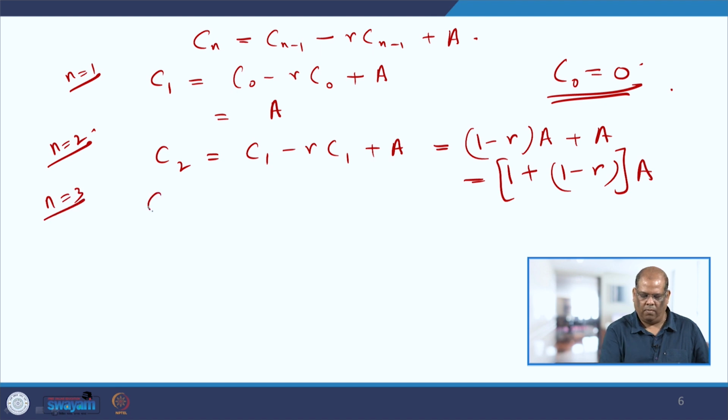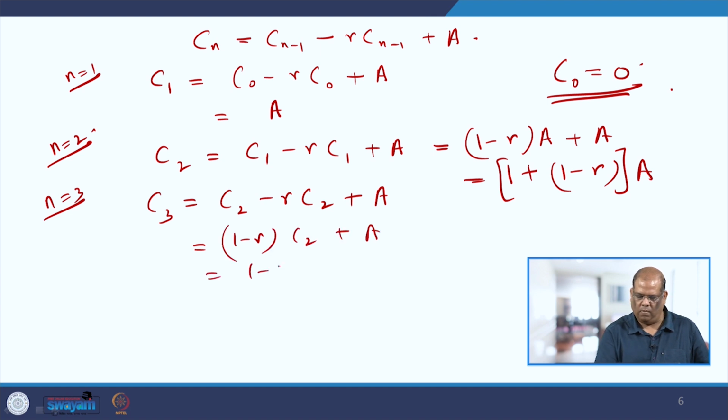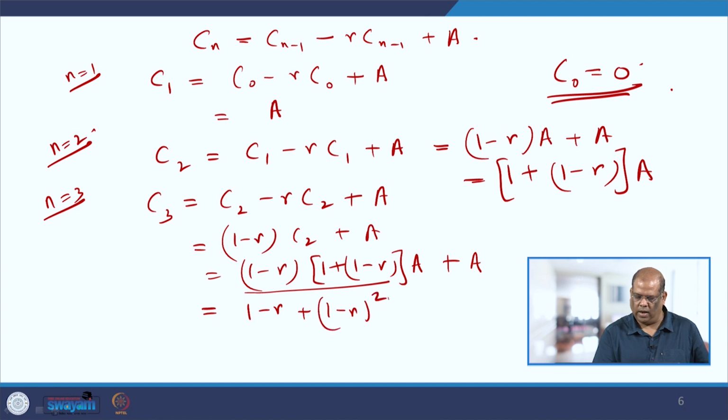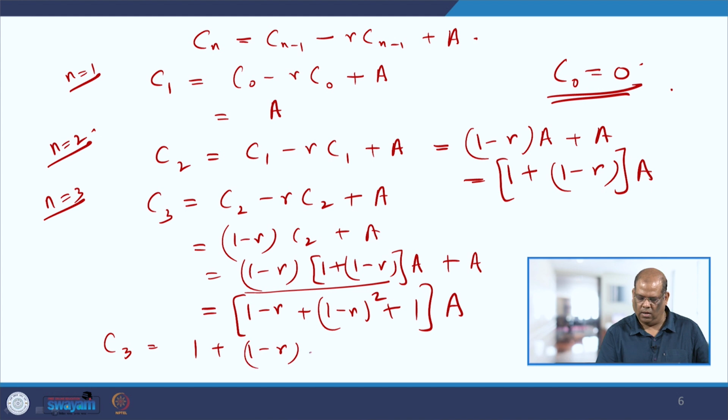Similarly, C3, by putting n equal to 3, is C2 minus R times C2 plus A. So, 1 minus R times C2 plus A; 1 minus R times C2 is 1 plus (1 minus R) multiplied by A, plus A. So, I take this A common from this and I multiply this, I get 1 minus R plus (1 minus R) square plus 1, multiplied by A. So, I can get C3 equal to 1 plus (1 minus R) plus (1 minus R) whole square, whole multiplied by A.